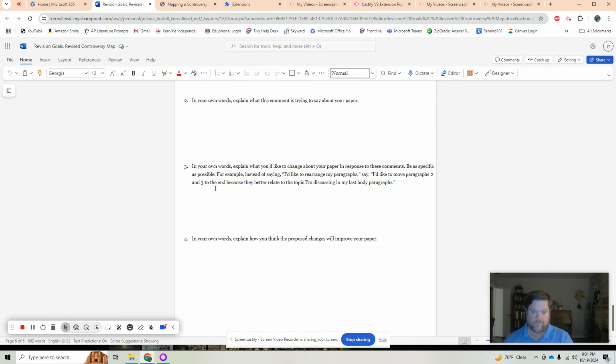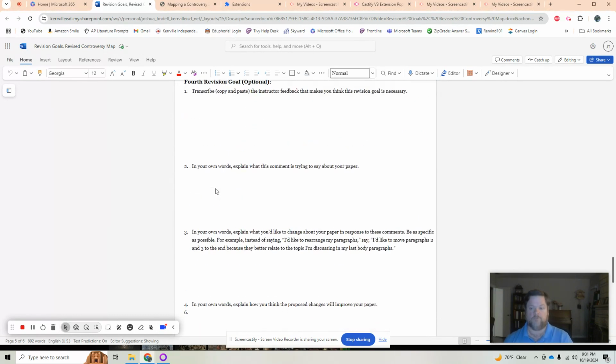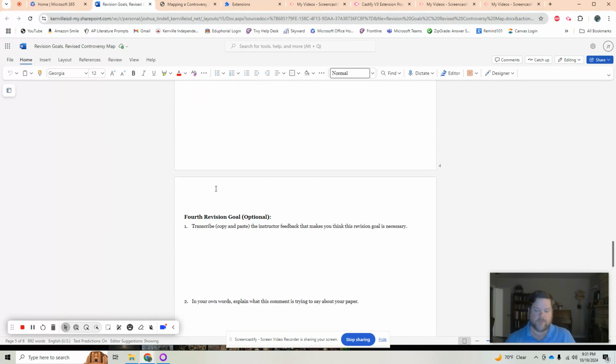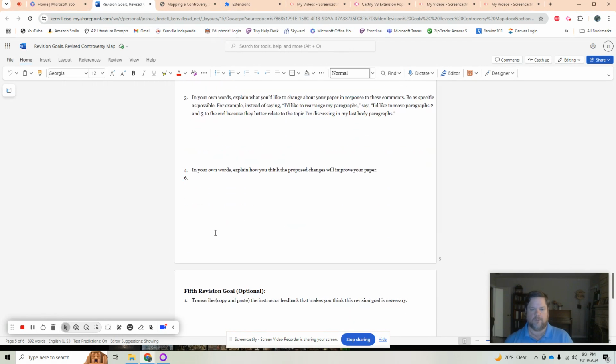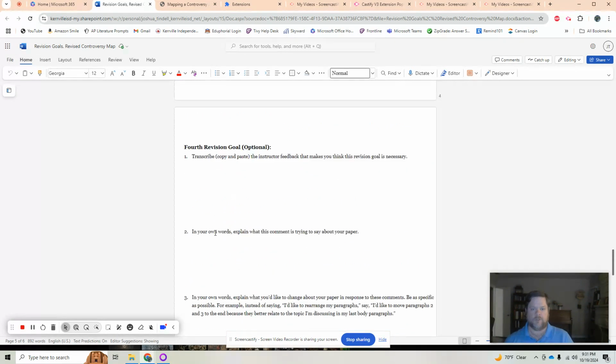Fourth and fifth, these are optional. Perhaps there were additional things I pointed out besides just the three main comments, and you're going to fix those as well. Or just things that you noticed on your own that you would like to do better about your paper. So these two are optional.